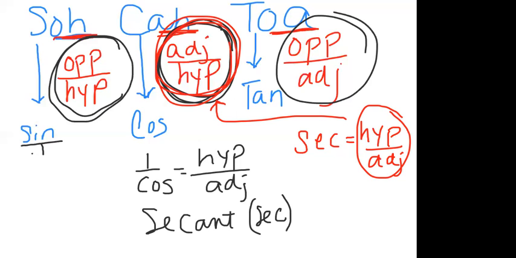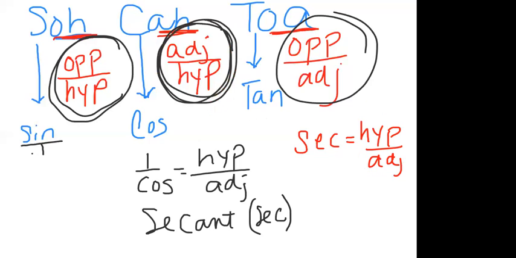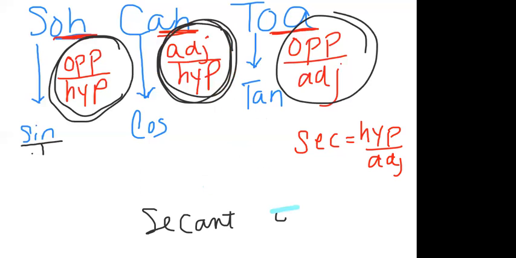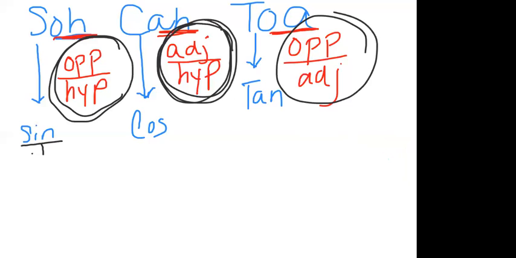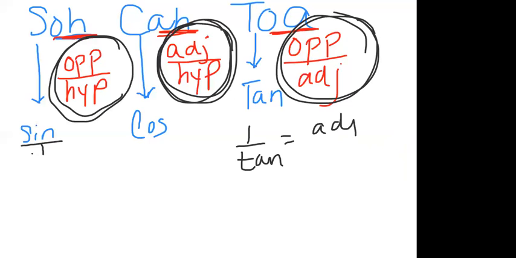Okay, guys? So next, I am going to move on to tangent. Just like with sine and cosine, the inverse of tangent is going to be 1 over tangent. So if you reciprocate this, it becomes adjacent over the opposite.